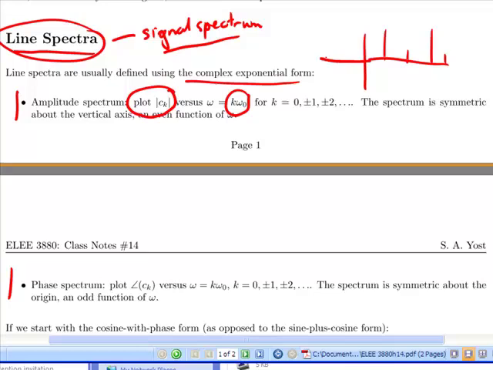Because they're related for negative k by the complex conjugate, the magnitude is the same, so it will be symmetric. This value equals this value equals this value, and this would be the magnitude of CK versus omega. That would be an example of a line spectrum. It's symmetric about the vertical axis. It's an even function of omega.